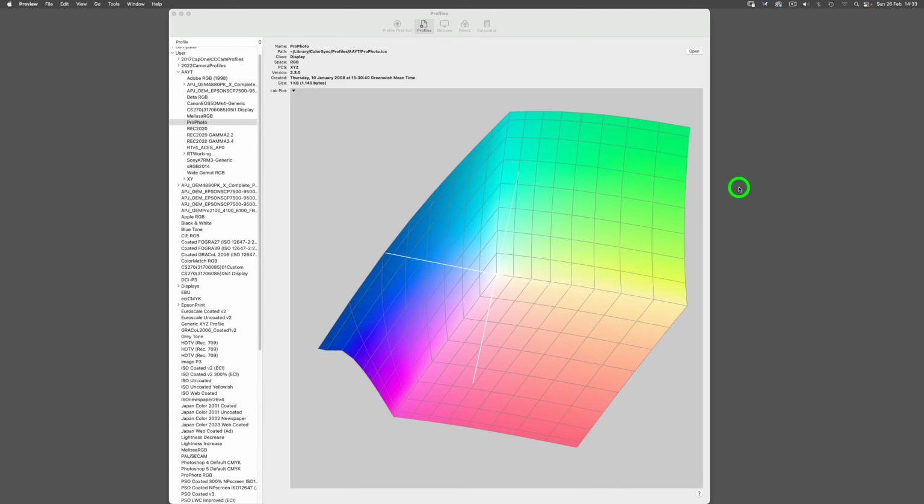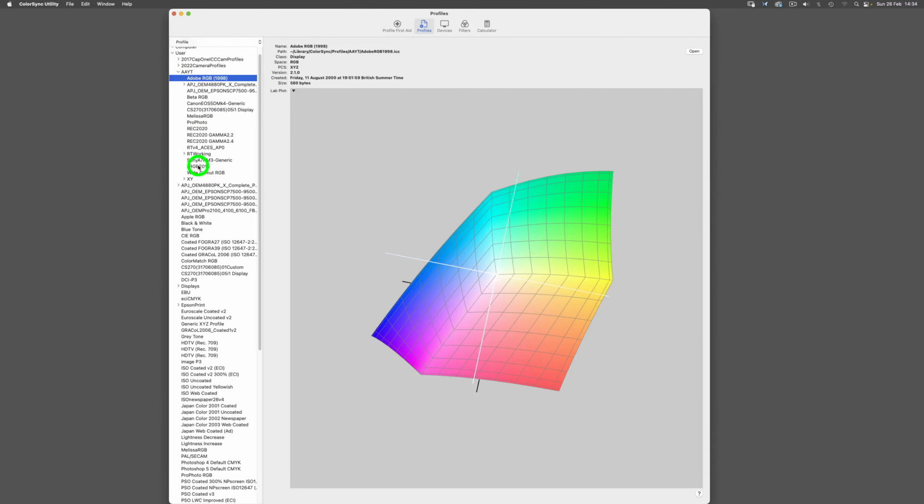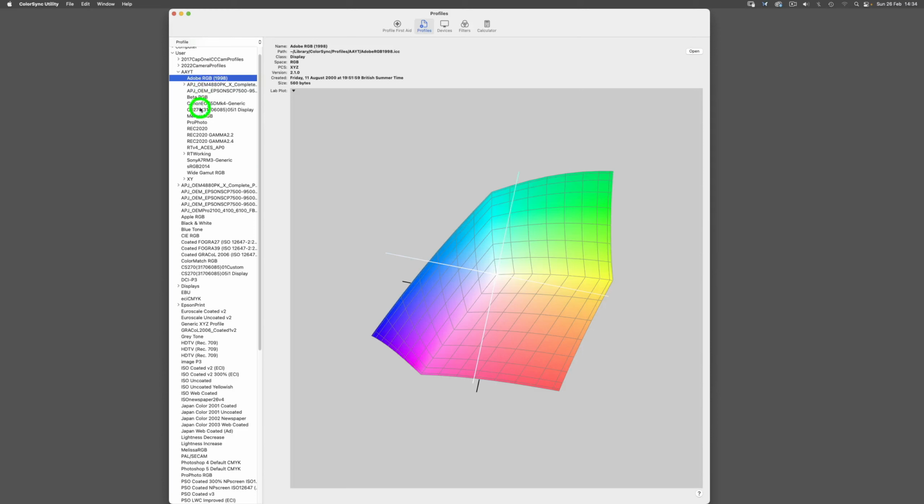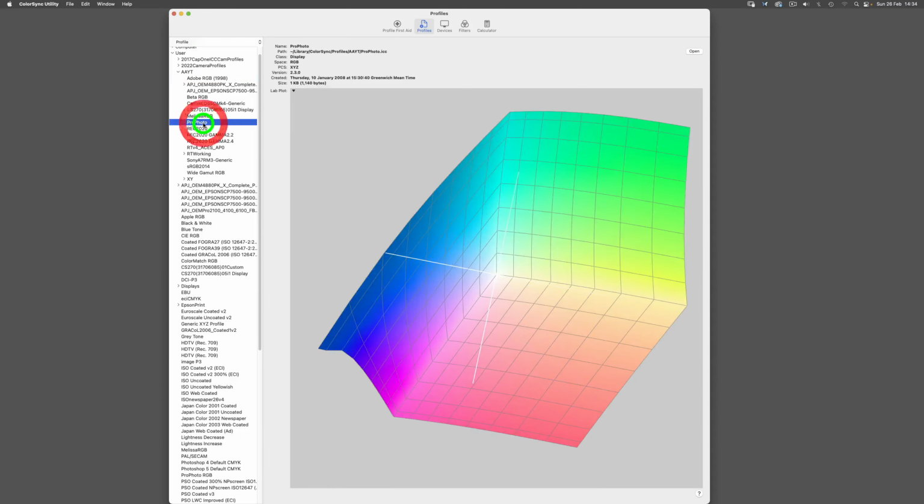When we think of colour spaces, everybody thinks of ProPhoto, Adobe RGB 1998, or sRGB. And as you can see, sRGB is quite a small colour space, Adobe RGB is a bigger colour space, and ProPhoto is an even bigger colour space.